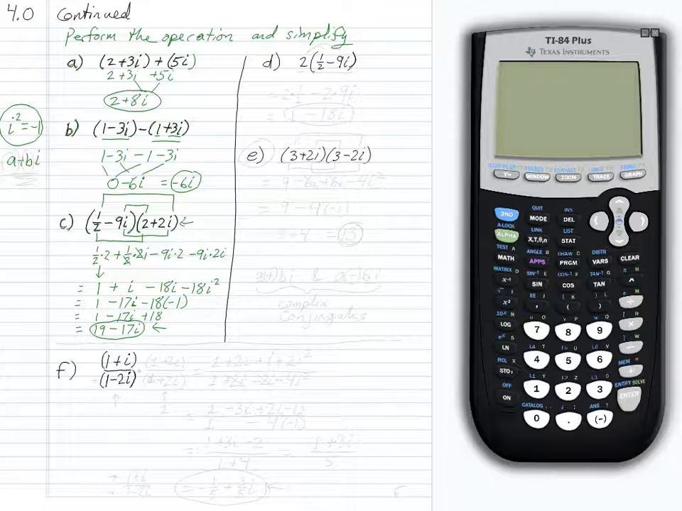For part D here we have a similar concept. We're multiplying one complex number by another, but in this case we don't need to do as much work. We can still treat these complex numbers as if they were regular expressions. So if I multiplied 2 times a binomial, I would do that by distributing that 2 into both terms of the binomial. So 2 times 1/2 and 2 times 9i. So our simplification here is going to be a lot easier than in the previous problem. This would just give me 1 minus 18i.